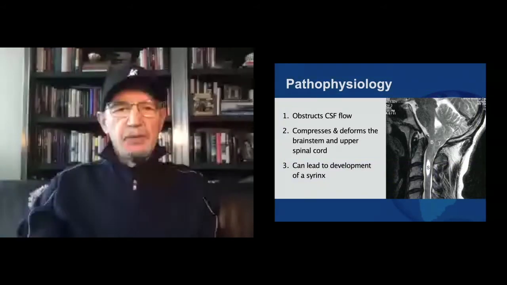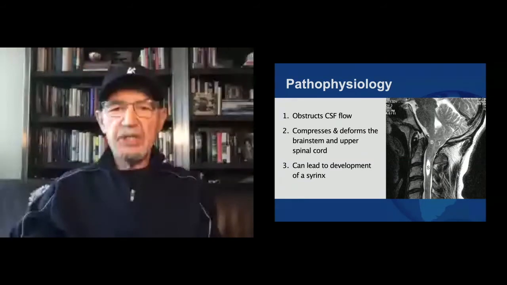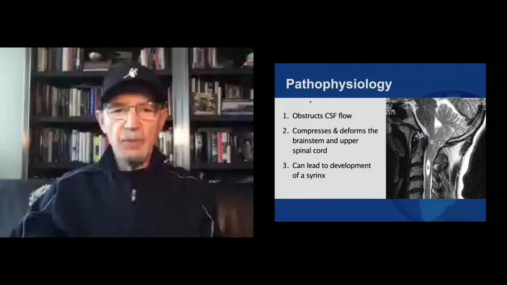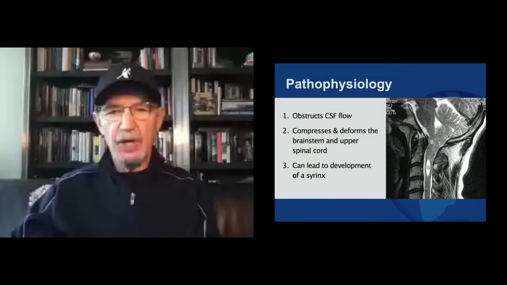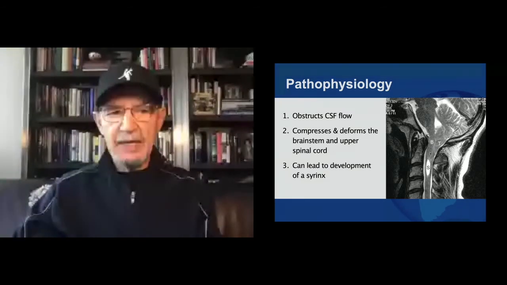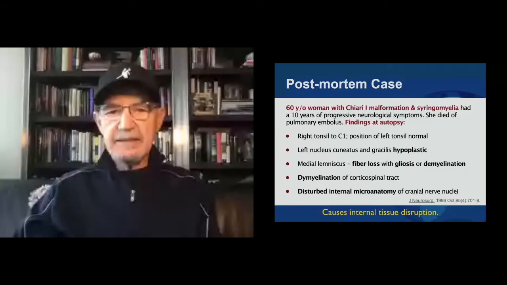The pathophysiology in Chiari, and here's again a severe Chiari, herniated tonsils, fluid developing in the spinal cord called a syrinx. So one of the key pathologies or pathophysiologies is blocking or obstruction. It obstructs spinal fluid flow in this area. But it also compresses and deforms the brainstem and upper spinal cord. And it can lead to the development of syrinx.